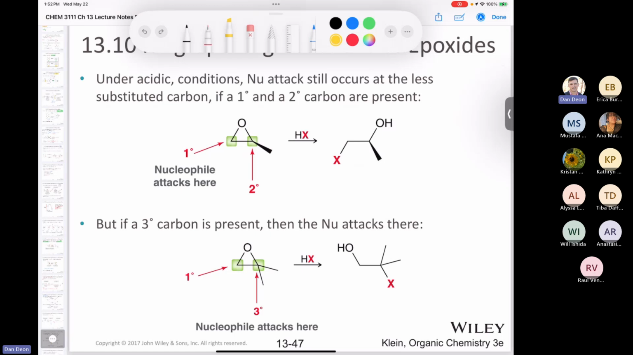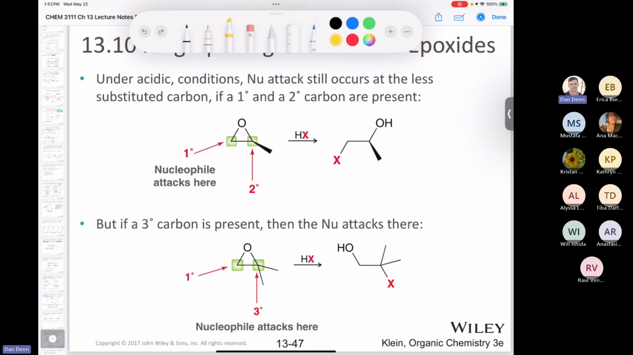So if you have a primary and a tertiary or a secondary and a tertiary, it's always going to attack the tertiary, okay? So if there's a tertiary carbon, it's always going to take that. But if there's just a primary and a secondary, it will go for the primary.